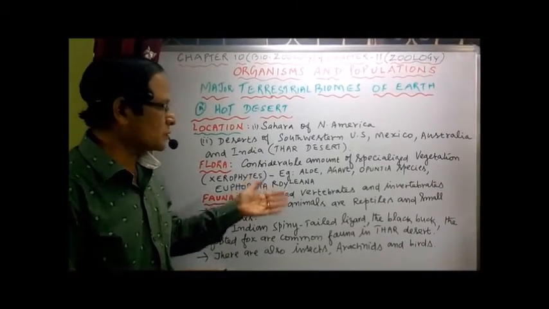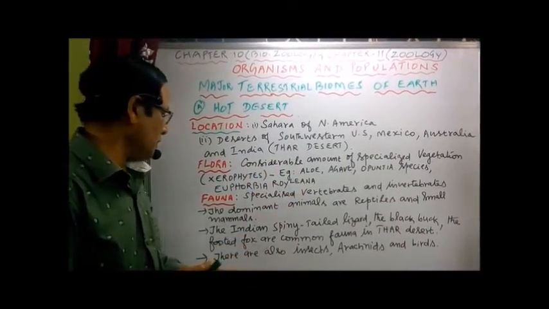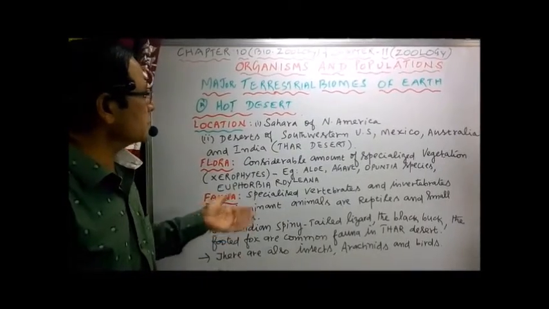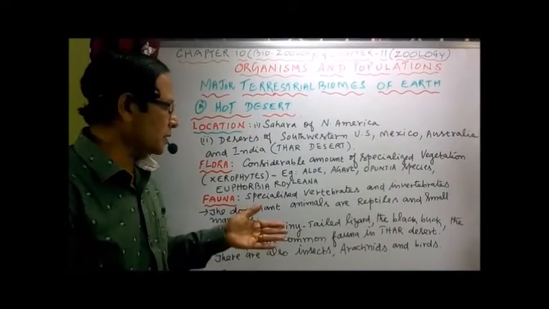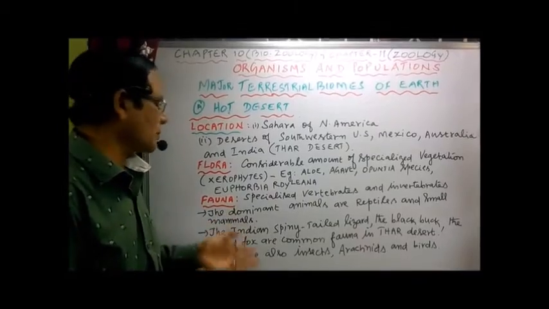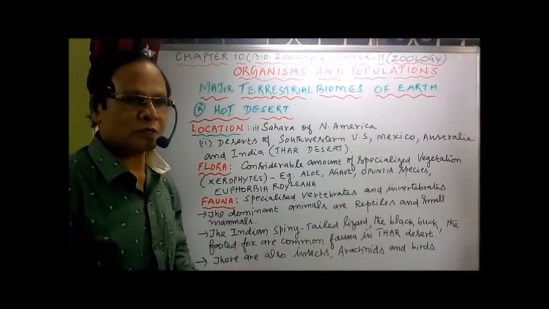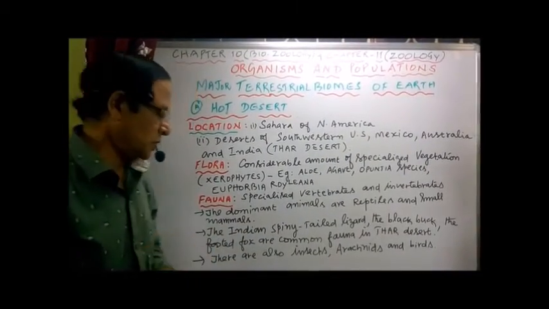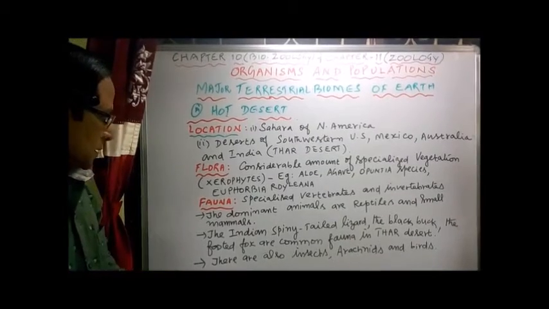So we have specialized vertebrates and invertebrates living here. The dominant animals in hot deserts are mainly reptiles and small mammals, for example the pocket mouse, and even the kangaroo rat, etc.